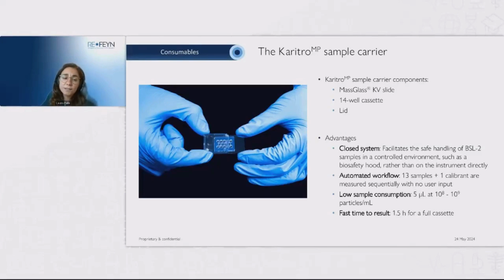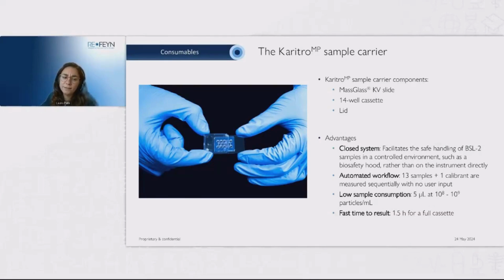The advantage of this sample carrier design is that it is a closed system, so it can facilitate the handling of these samples in a BSL2 environment. For example, you can load the sample carrier under a biosafety hood rather than on the instrument directly, reducing the risk of exposure for the operator as well as contamination on the machine itself. It allows for an automated workflow where you can run up to 13 samples and 1 calibrant.